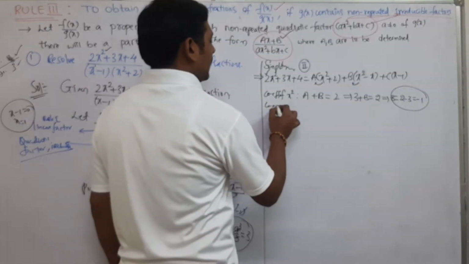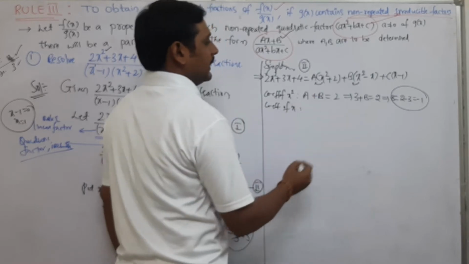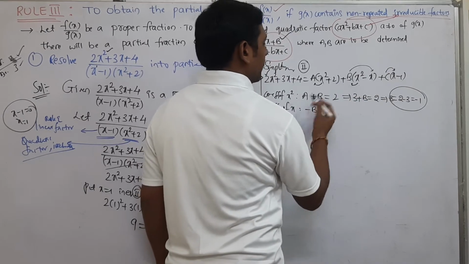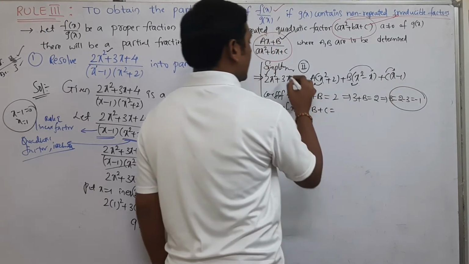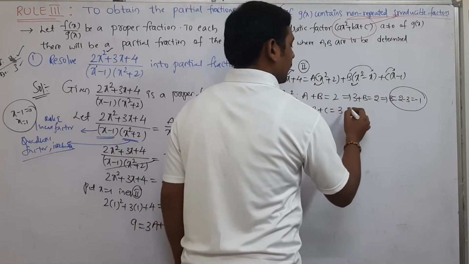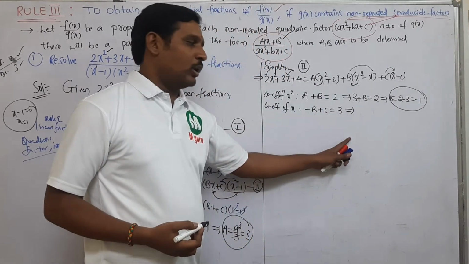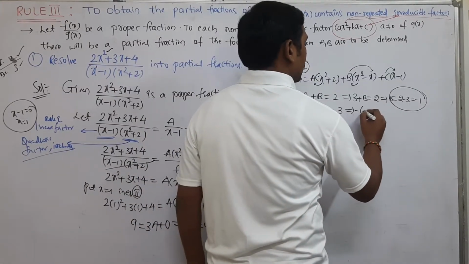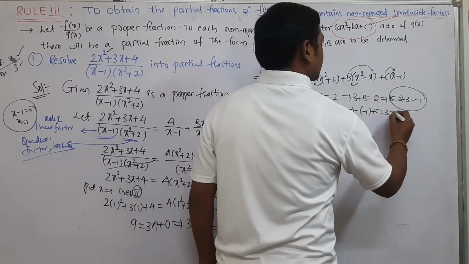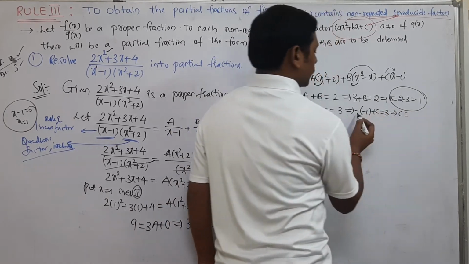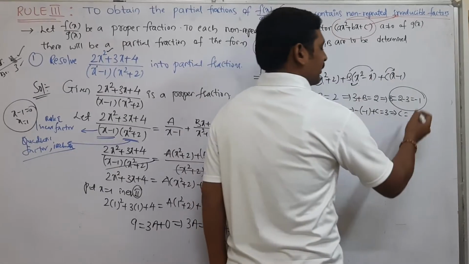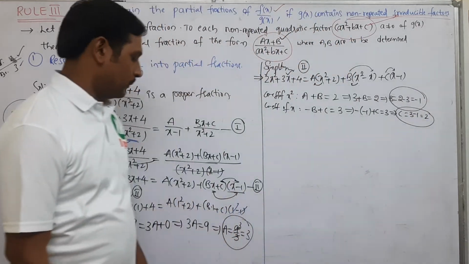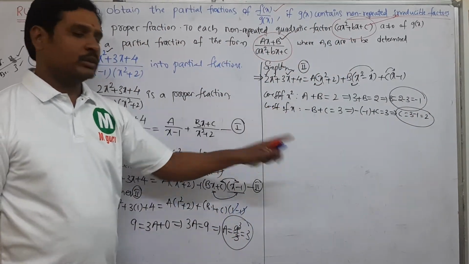Similarly, go for the coefficient of x. How many terms are there? X terms 1 and 2. B into minus 1 is minus b. C into 1 is c. Right side x coefficient is 3. Here minus b plus c is equal to 3. Already you got b value, that is minus 1. Replace here. Minus of minus 1 plus c is equal to 3. So c is equal to, minus of minus becomes plus, plus 1. If we send it to the right side, it becomes minus 1, which is equal to 2. So the value of c is 2. Hence we got a value, b value, c value.